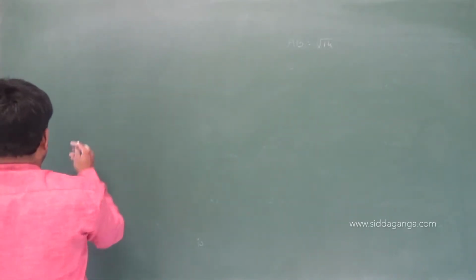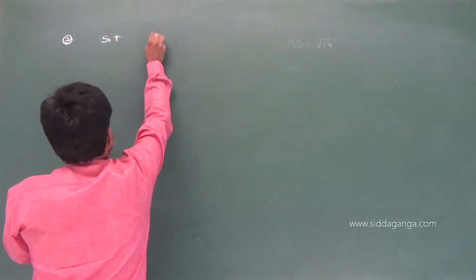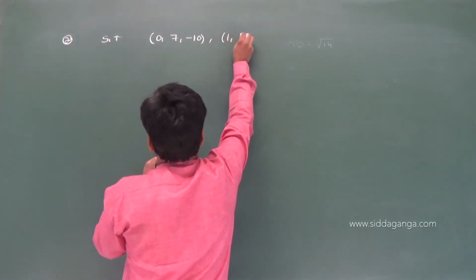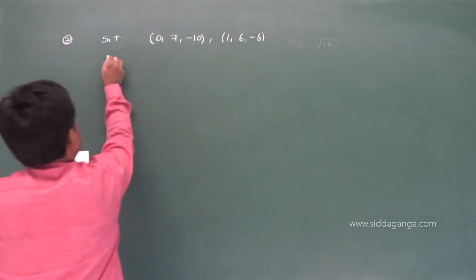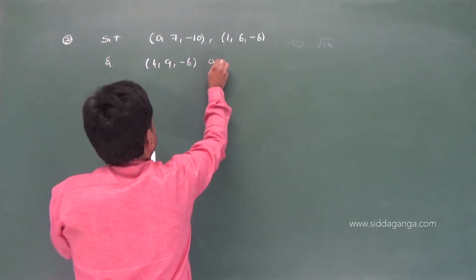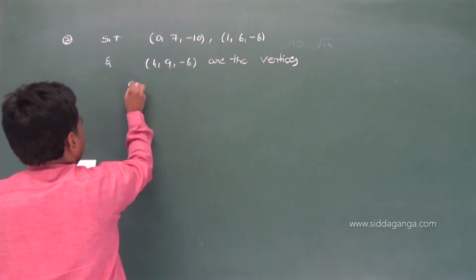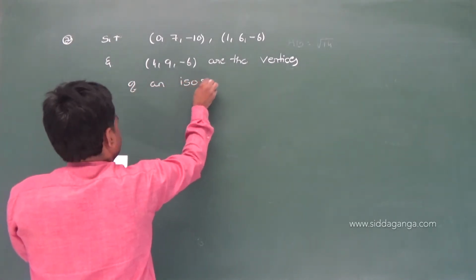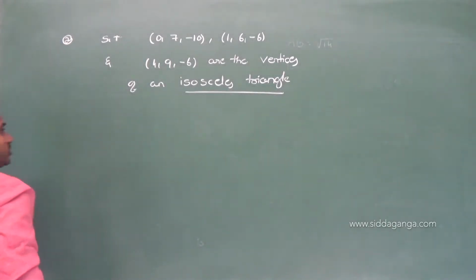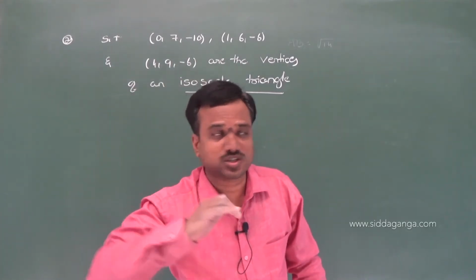Next problem. Show that 0, 7, minus 10, first point, 1, 6, minus 6 and 4, 9, minus 6 are the vertices of an isosceles triangle. This also you already know in 10th class. Are the vertices of an what? Isosceles triangle. Okay.